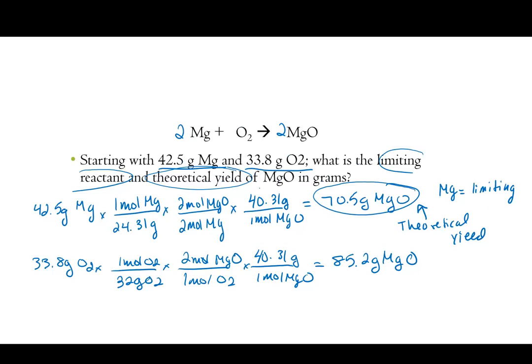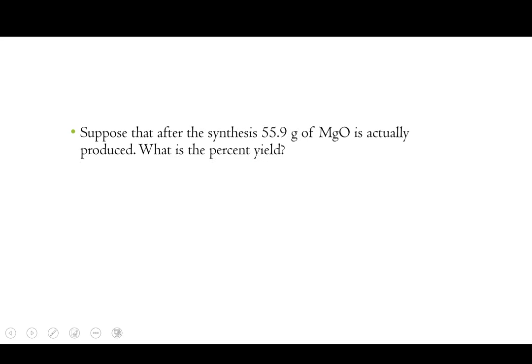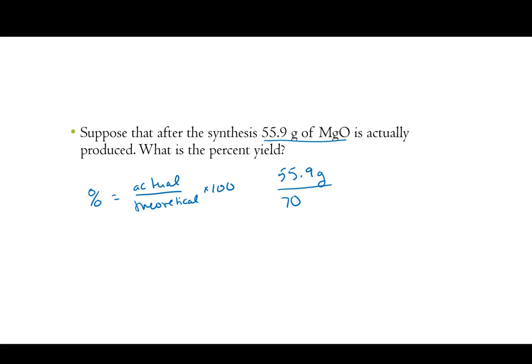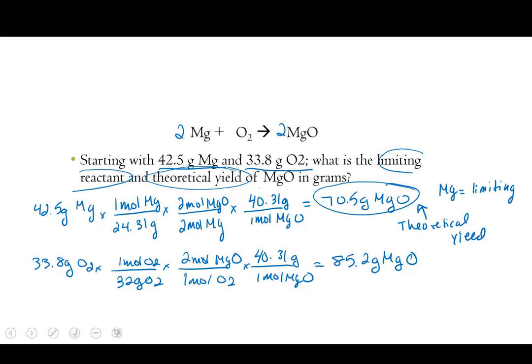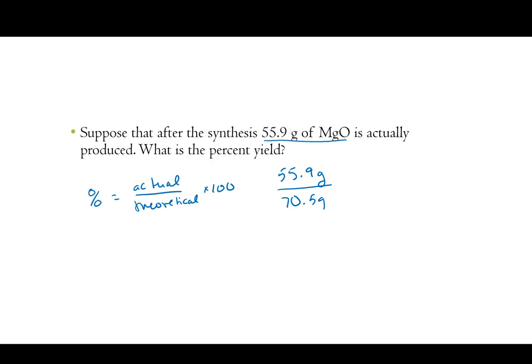So let's say in this reaction, I actually end up with 55.9 grams of magnesium oxide. I want to know what is the percent yield. So percent again is actual yield over theoretical yield times 100. So my actual yield is 55.9. My theoretical yield was 70.5, times 100. So I get 79.3% yield, which in a lab situation is actually a pretty good yield.